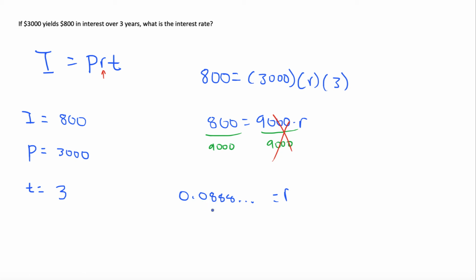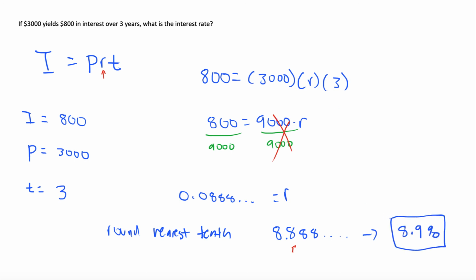Now in this case, I'm just going to round to the nearest tenth, which is 1 decimal value. So let's move the decimal point 2 spots to the right. You notice that gives us 8.888888. But if I round that to the nearest tenth, that's going to be to the first decimal value here. And since the next number is bigger than 5, I'm going to round this up to 8.9. So the interest rate in this case was 8.9%.